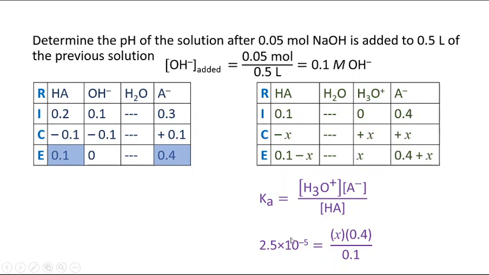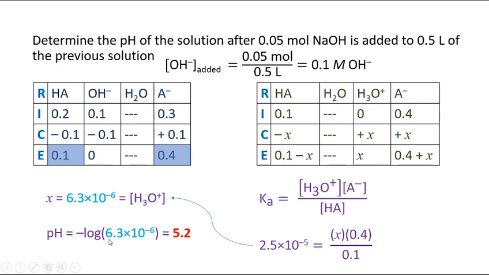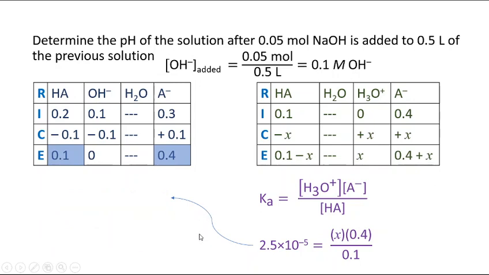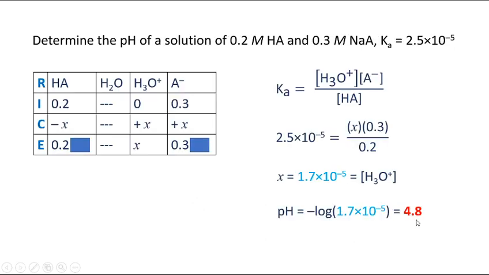And I ran out of room on this side, so we're going to go up over here. And again, the x is equal to 6.3 times 10 to the negative 6, which is equal to the concentration of your hydronium ions. And since we're looking for pH, use that awesome equation, pH equals the negative log of your hydronium ions, or your pH equals negative log of 6.3 times 10 to the negative 6. It will give you a pH of 5.2. And so if you compare this 5.2 to this previous question of 4.8, even though we added a strong base, it really did not throw off this pH by an extreme amount.